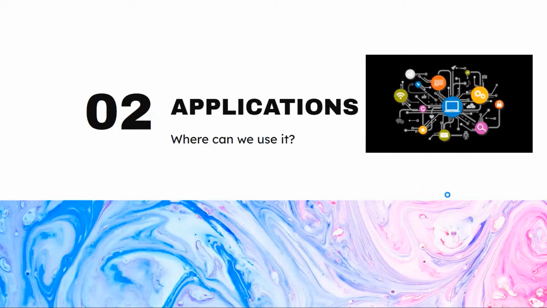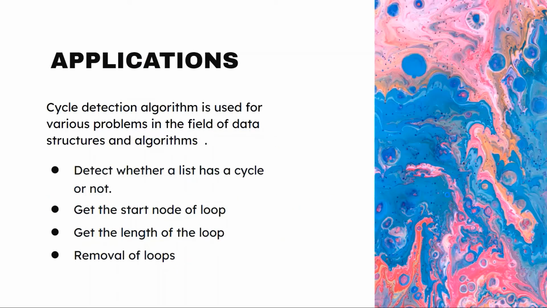Coming on to its applications. Floyd's cycle detection algorithm is not only limited to detecting a cycle or loop in the linked list. It can also be used to get the start node of the loop in the linked list, to get the length of the loop in the linked list, and at last, removal of the loops. Removal of loops from a linked list is important, as we have to perform some operations like sorting and traversal of the linked list. If we traverse a linked list with a loop, it will lead to an infinite loop and we will get stuck in the loop.